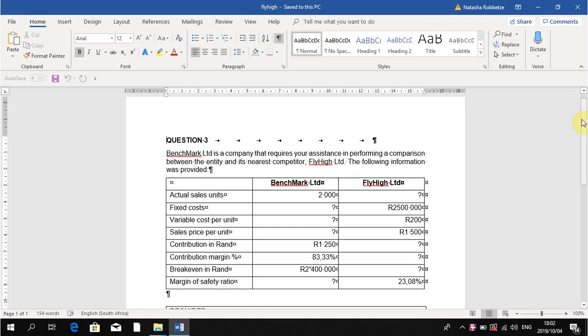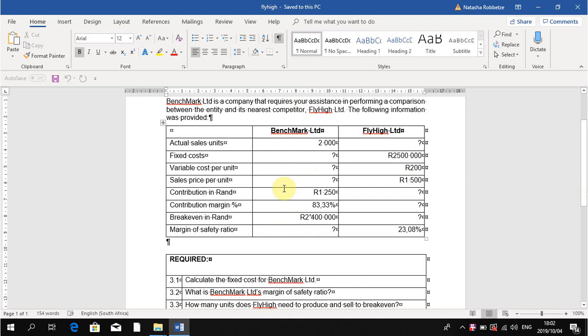It says that Benchmark Limited is a company that requires your assistance in performing a comparison between the entity and its nearest competitor called FlyHigh Limited. The following information was provided. So you will find in the first column it's Benchmark, in the second column it is FlyHigh. Then they have listed there the actual sales units. It's not been provided for FlyHigh. For Benchmark it's 2,000. Then fixed cost has not been provided for Benchmark, but it's been provided for FlyHigh.